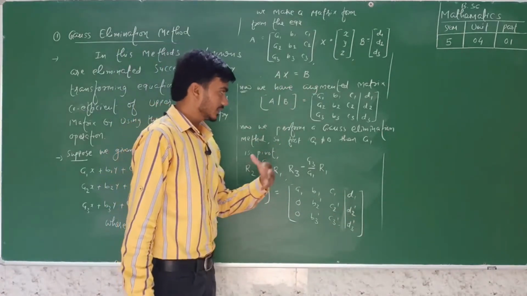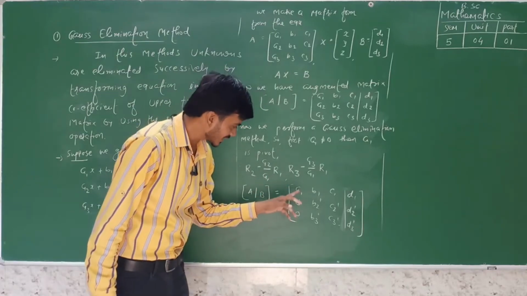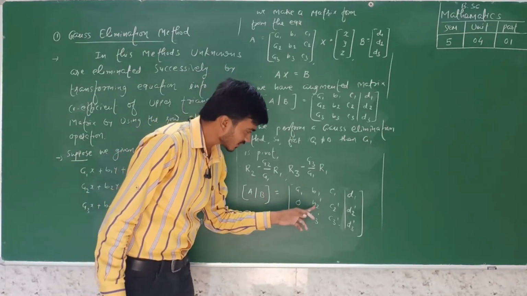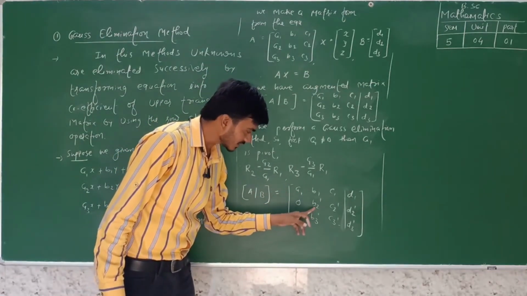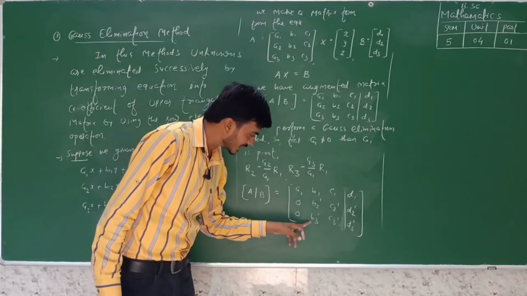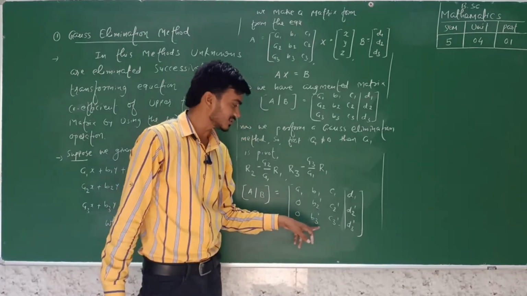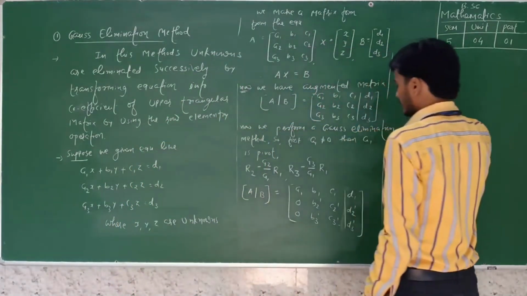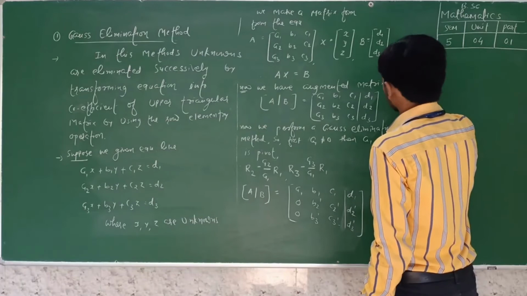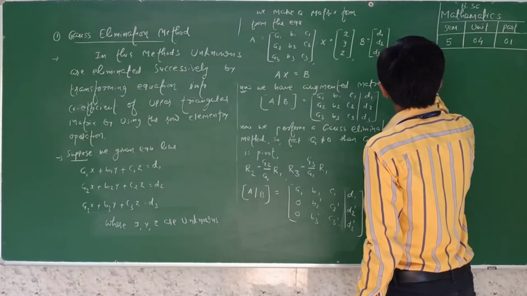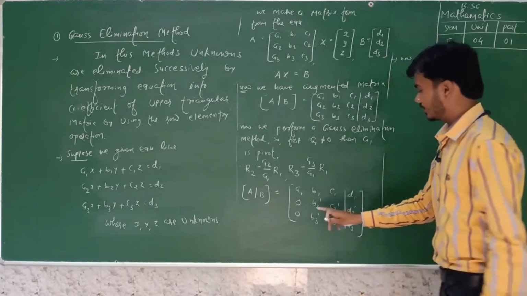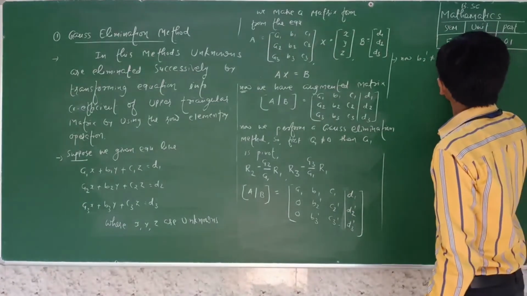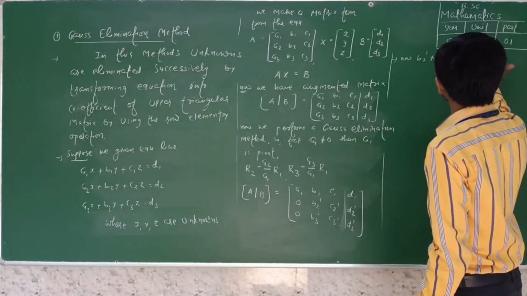Now we can make an upper triangular matrix, so below this B2 dash, the elements below this B2 dash are 0. So these elements are 0, that means now B2 dash is not equal to 0, so B2 dash is pivot.